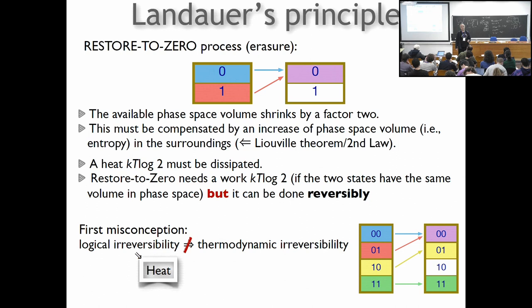What Bennett saw is that Landauer's principle restores the second law in the whole story. So the thermodynamic cost is not in the measurement. It's in the erasure of the information. So you can measure with zero entropy production, zero dissipation, or zero work, but you need to exert work to do that.